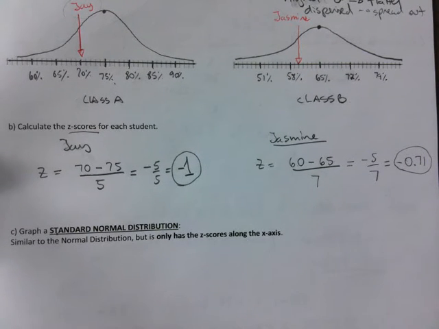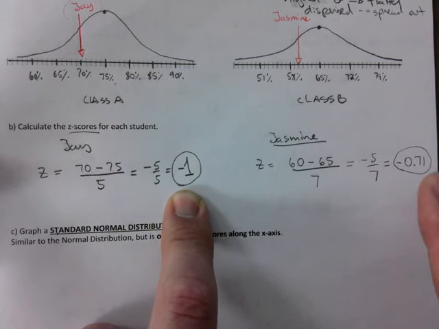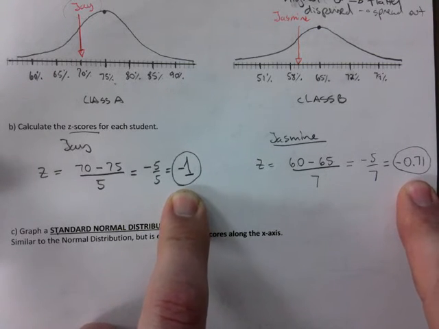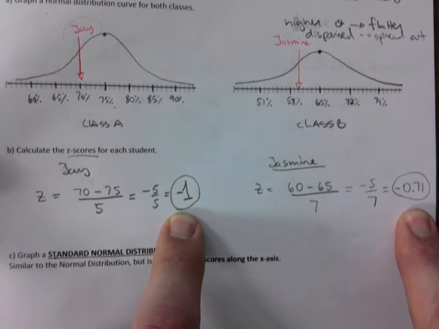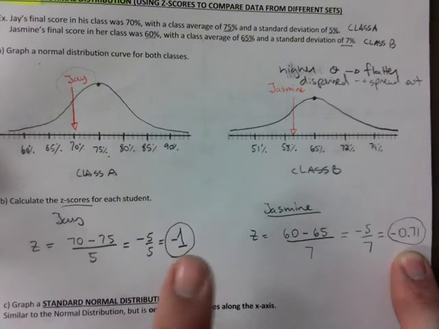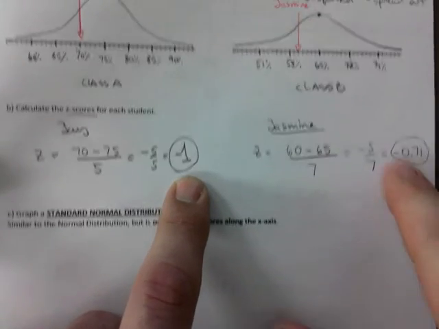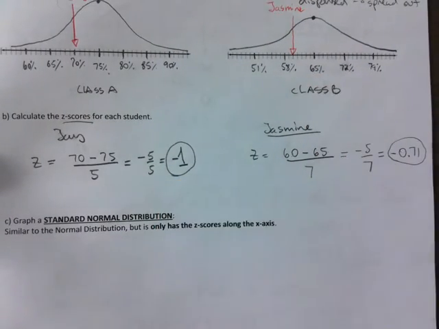So what do we make out of this? Which student is closer to the average? Jasmine is, right? Not by much, but is closer. So technically, Jasmine has more bragging rights than Jay compared to the class, because it seems like it was a tougher course, maybe a different teacher. But when you compare data and you have your average, Jasmine is slightly closer to the mean than Jay.